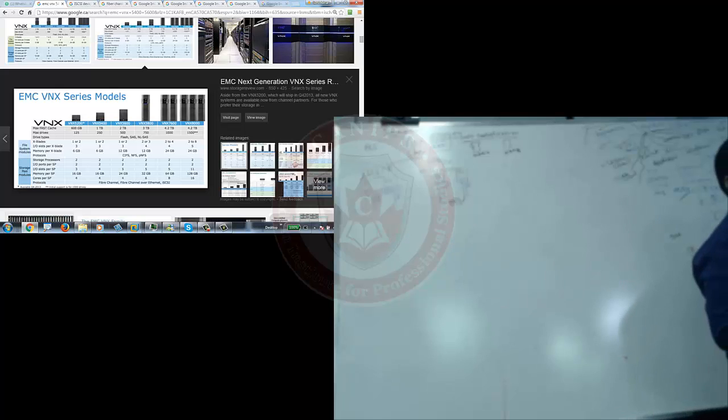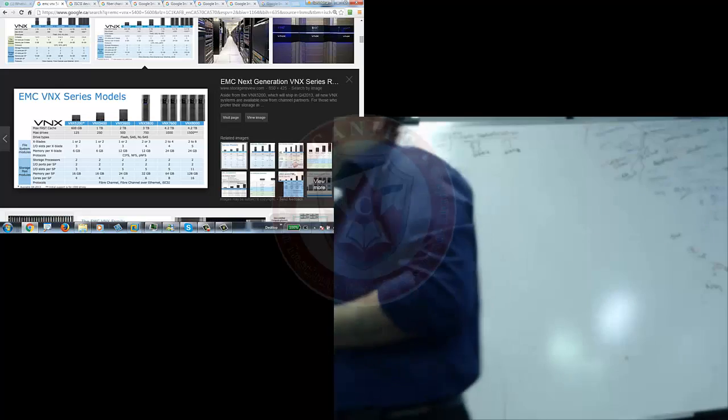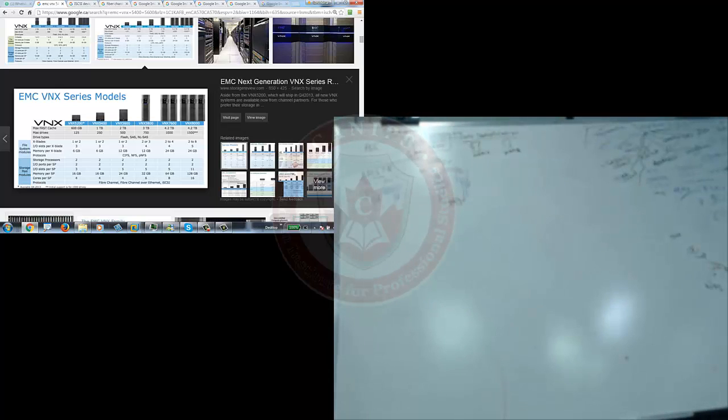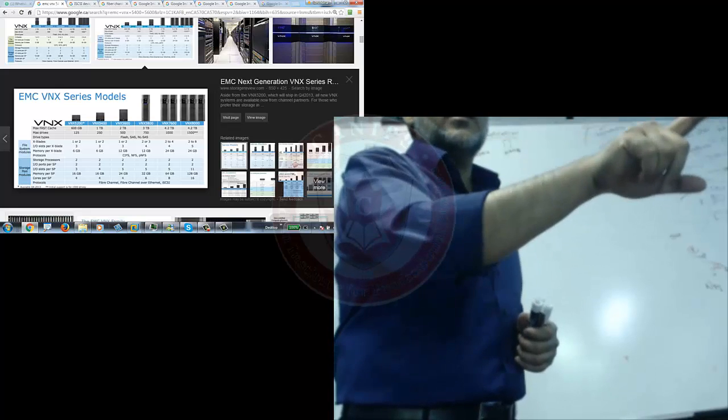VNX series storage. That might be a stupid question, but if you have a VM in external storage, outside there, what's the point of vMotion like this already? What is the point of vMotion? So this is what I said. I'm going to go through the vMotion full chapter, not next week, in the next lecture.